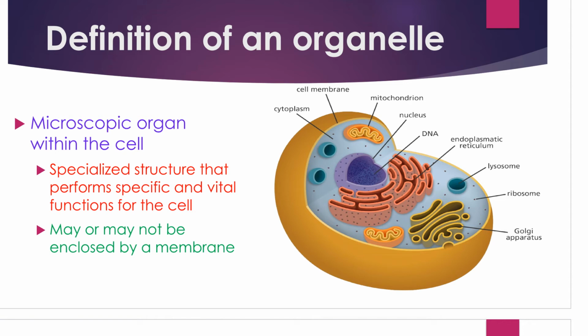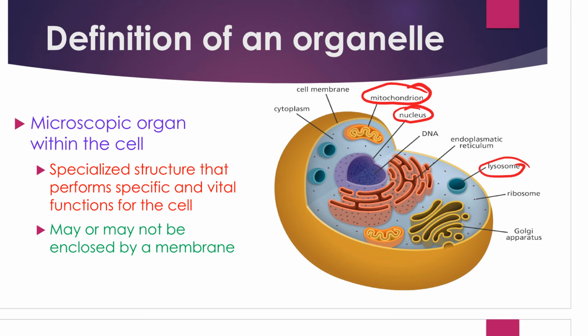Many of these organelles are membrane bound. That means they have a membrane around them that differentiates and separates them from other organelles. One example of an organelle is a nucleus. Another example is a mitochondrion. Yet another example is a lysosome. We'll discuss the functions of these different organelles in a later video.